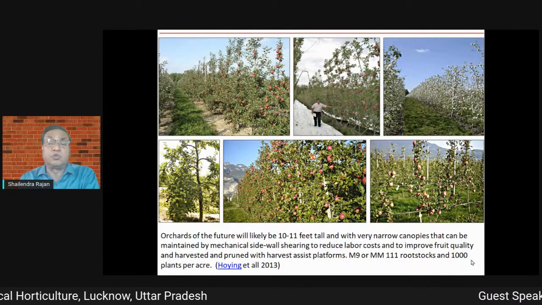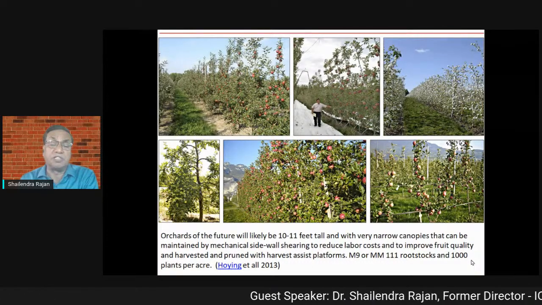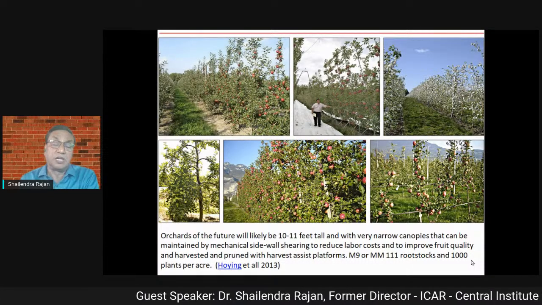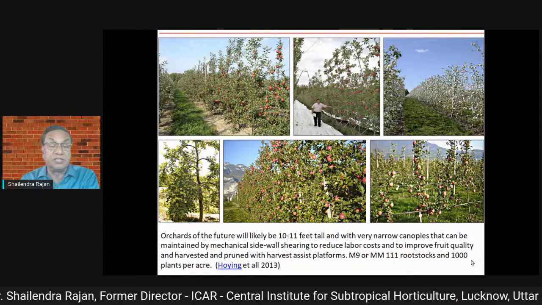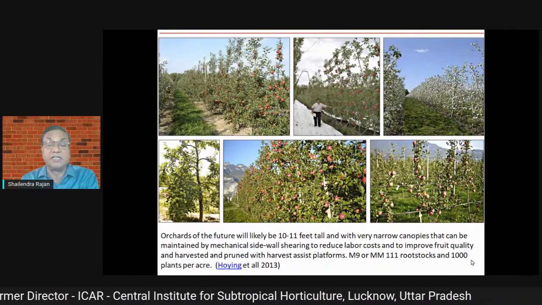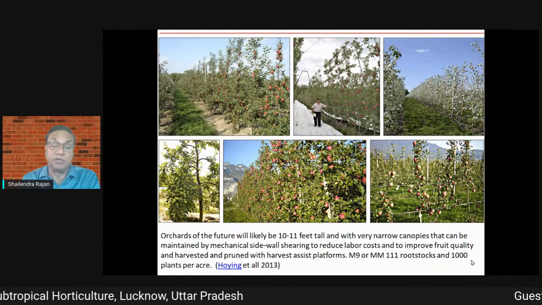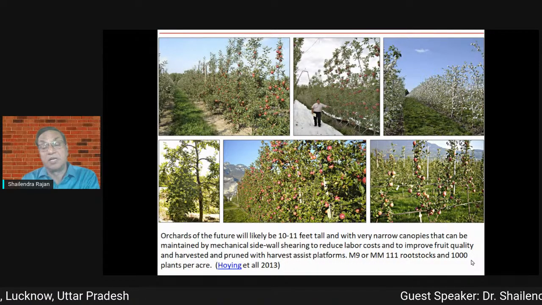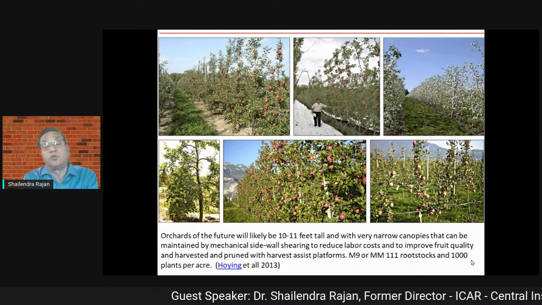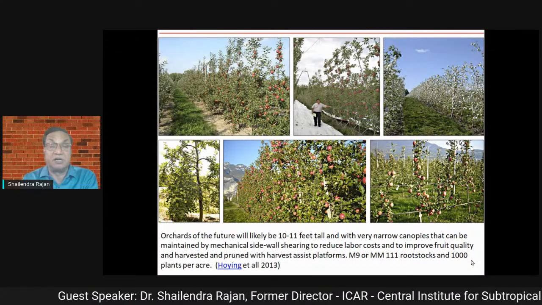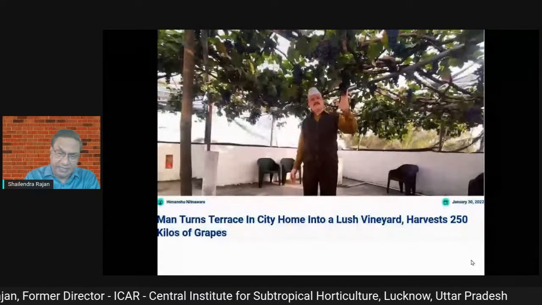This is the technology which is going on in temperate zones in different areas, where now very narrow canopies will be there, and the fruit hedges, these will be about 10 to 11 feet tall, and these will be maintained through mechanical side shearing, and the labor cost will be less. And these are only possible because of the Malling 9 and Malling Merton 111 rootstocks, and a good 1,000 plants are accommodated per acre. The training and pruning is one of the important areas.